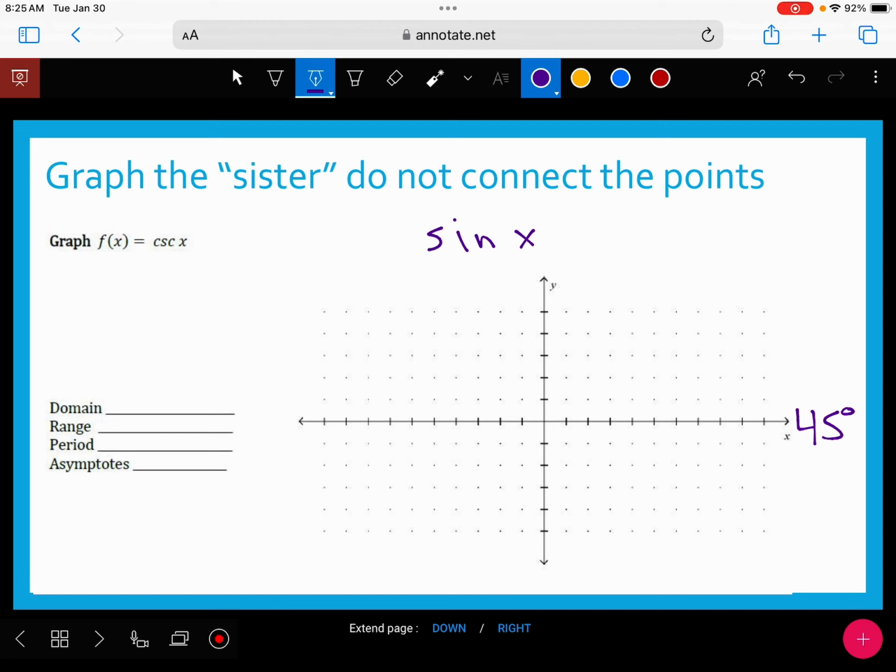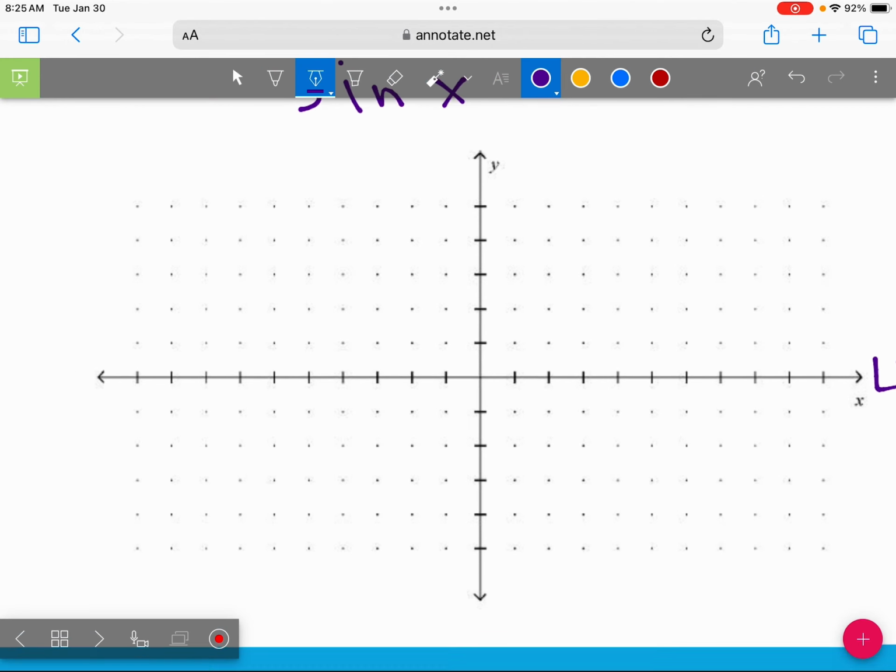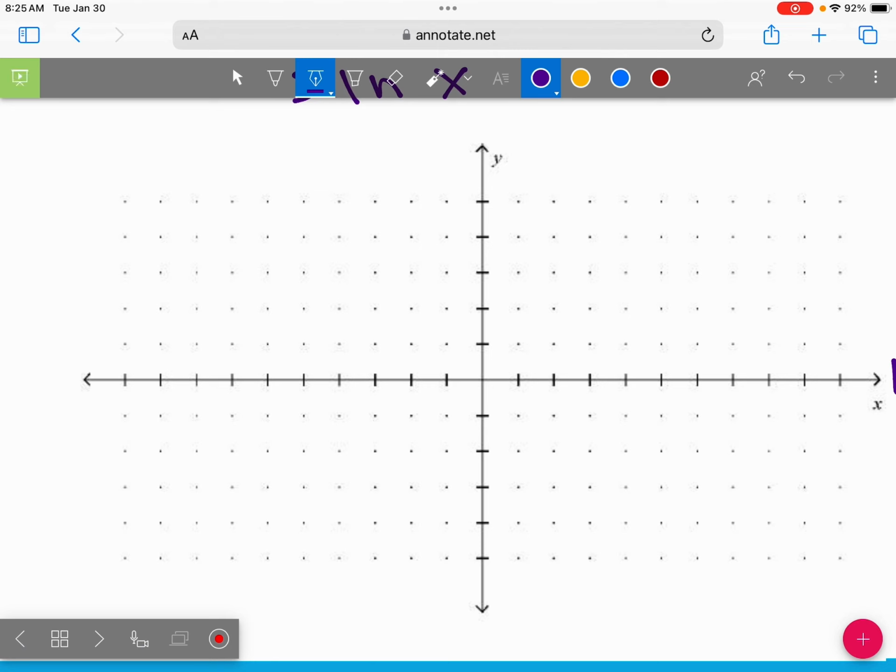So I want you to try that on your own. Remember, sine x starts at 0, starts on the midline, and then it goes up, back down to the midline, down, and then back up. So just take a second and try to give me 8 points for the parent function of sine x. And remember, what we're really after is cosecant. So don't connect the points. Just plot them out.